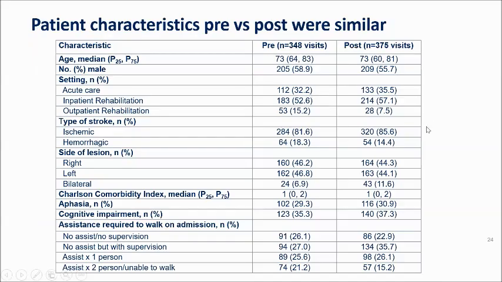So for example, I'm just going back here. The median age was 73 before and after. The percentage of patients who were male was fairly similar, just over half before and after. And we had a similar spread of people across the 3 practice settings. Even in terms of assistance to walk, which is down at the bottom here, a similar number of people required assistance to walk, both pre and post.